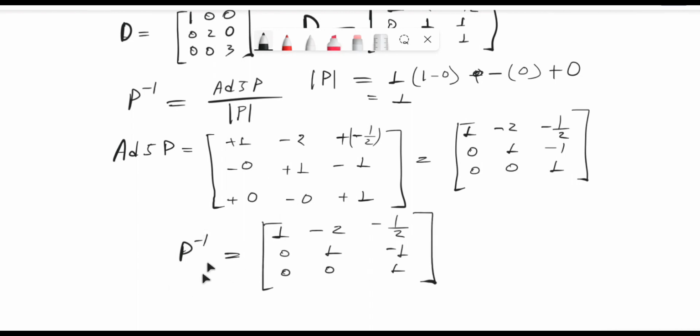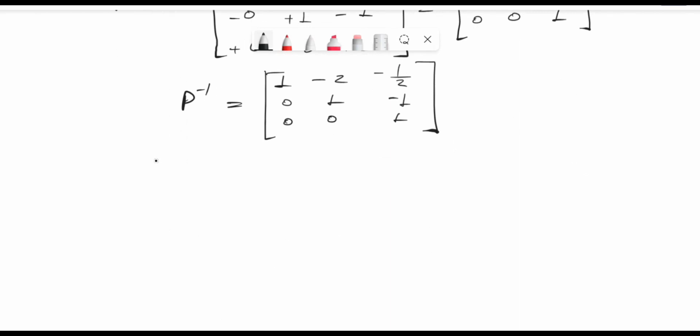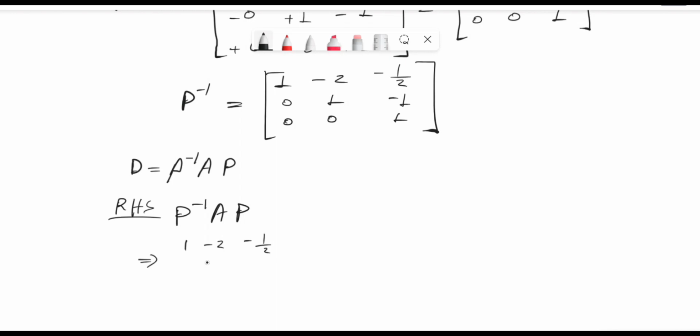So now we have P inverse, P, and D. These three will satisfy the given condition. So we'll write the right hand side and prove it is a diagonal matrix. The right hand side is P inverse A P. P inverse is 1, minus 2, 1 by 2, minus 1 by 2, 0, 1, minus 1, 0, 0, 1.